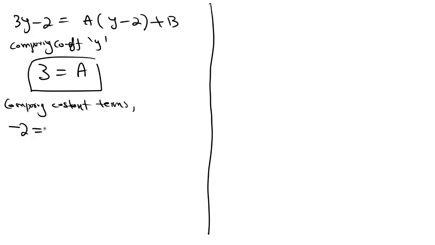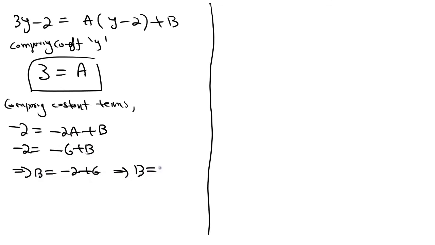Minus 2 is equal to minus 2a plus b, minus 2 is equal to minus 2 into 3, that is minus 6, plus b. This implies b value is equal to minus 2 plus 6. This implies b value is equal to 4. So see, a value is equal to 3 and b value is equal to 4. So substitute in equation star.